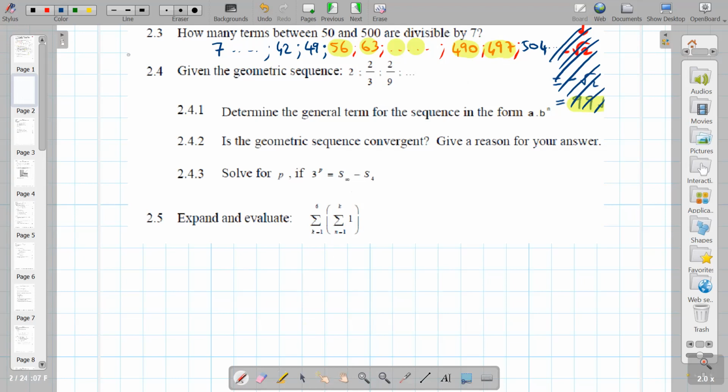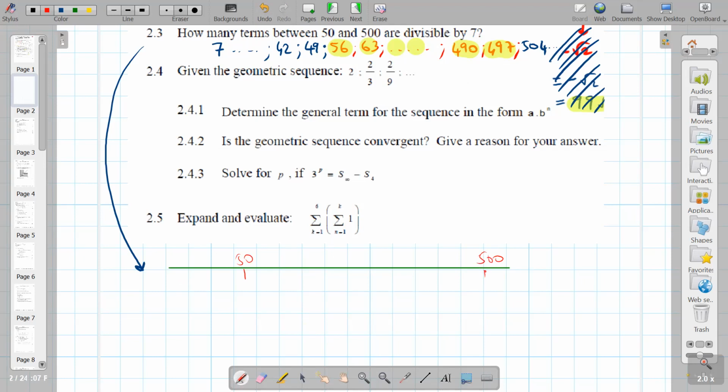Let me write that down here. What we are thinking is, let's think of it as a straight line. On a straight line, we can find how many numbers less than 50 are divisible by 7. Let me put 50 a little bit on, and up to 500, I can find how many numbers are divisible by 7 as well.